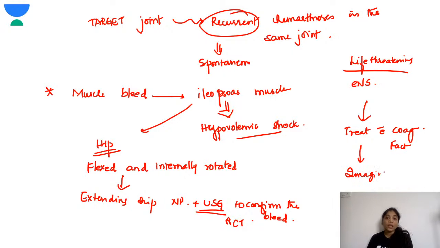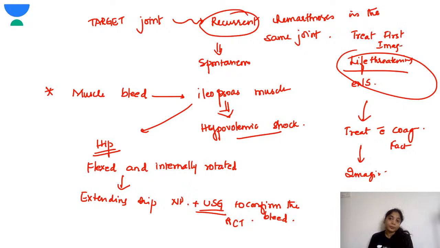So very important: remember, in life-threatening conditions, treat first and image later. Otherwise the bleeding can be so much that it can be life threatening, and you might lose the child. So treat the child first and image later. The factor replacement should be done immediately.